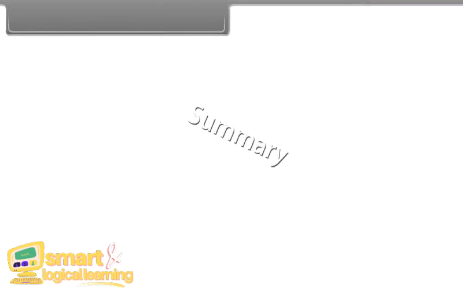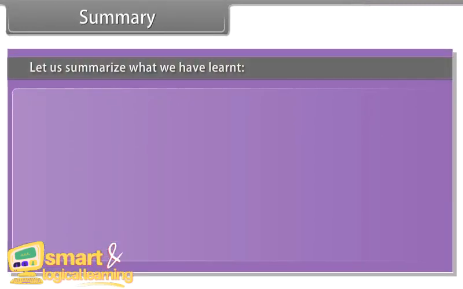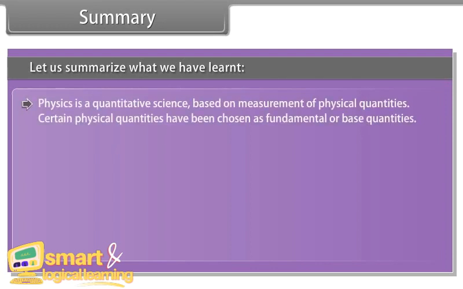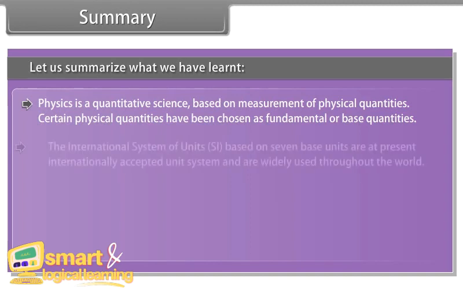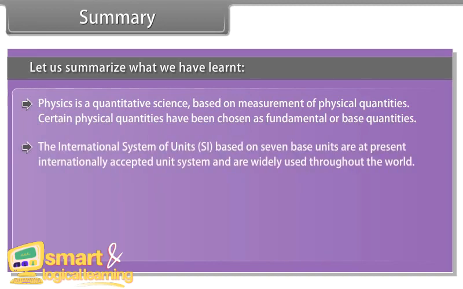Summary. Let us summarize what we have learned. Physics is a quantitative science based on measurement of physical quantities. Certain physical quantities have been chosen as fundamental or base quantities. The International System of Units (SI), based on 7 base units, are at present internationally accepted unit system and are widely used throughout the world.